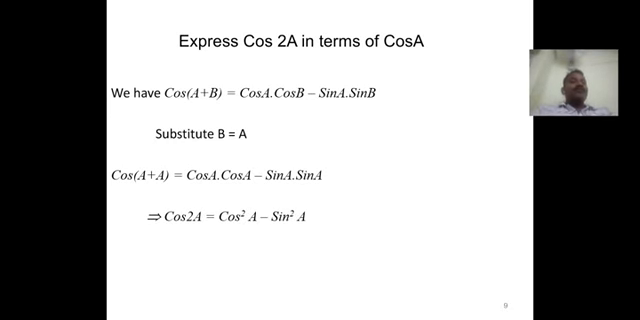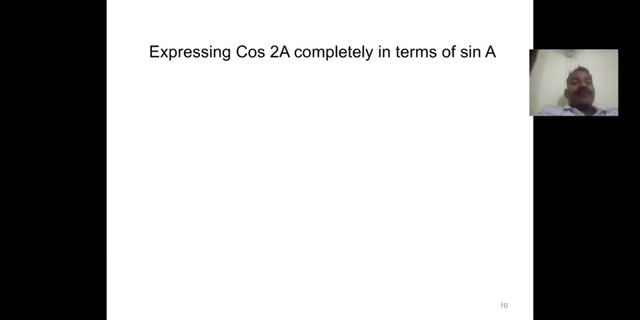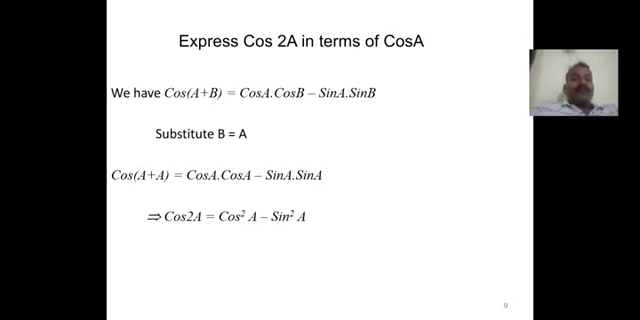So this is one of the formulas for cos 2a. Cos 2a is cos square a minus sin square a. This is the general formula. If we want to express it in terms of cos, this sin square a we can write as 1 minus cos square a. So if you replace sin square a with 1 minus cos square a, then we'll get cos 2a equal to 2 cos square a minus 1. So the cos 2a formula in terms of cos a is 2 cos square a minus 1.